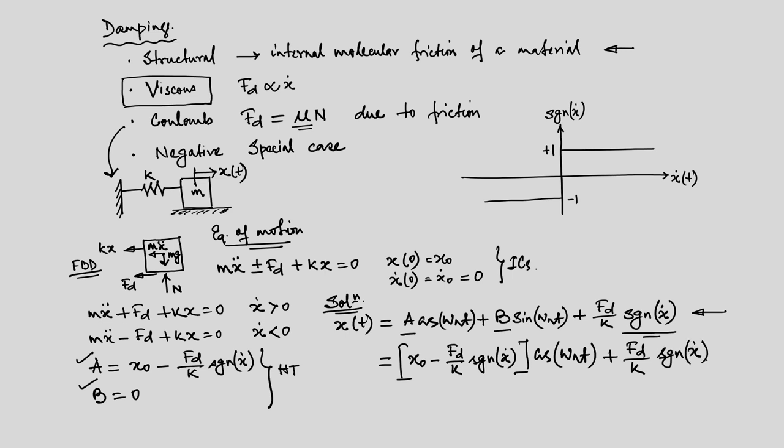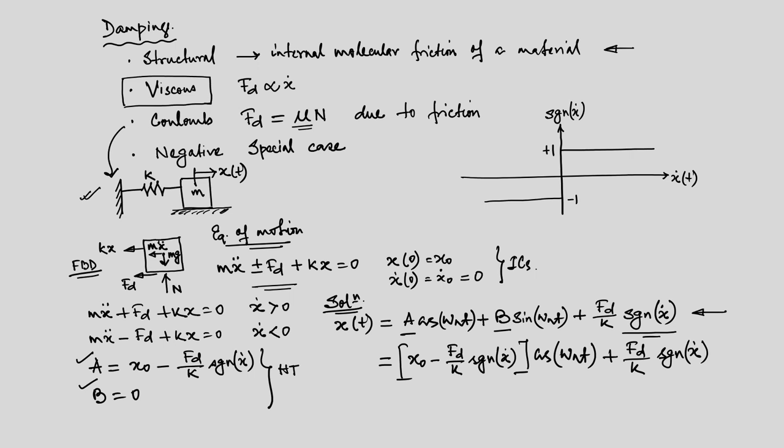That is the solution in this case. Now, we have an edged-up system where we have Coulomb damping. That means we have damping due to friction, and for that we have derived the equation of motion, and then we have also now the solution.